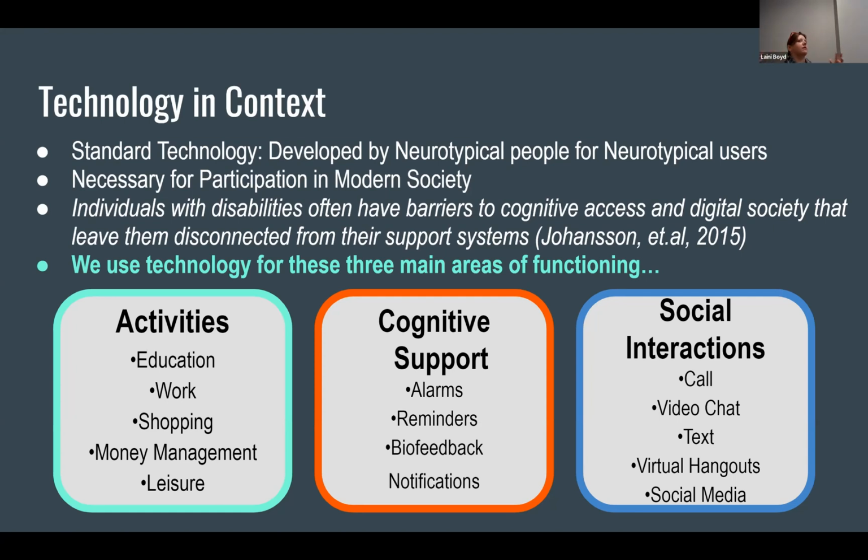When you think about technology, remember I said we're not just talking about assistive technology. We're talking about the technology that everyone uses. We use technology for three things. We use it for activities. We use it for education, work, shopping, manage our money. I know I do my banking online.